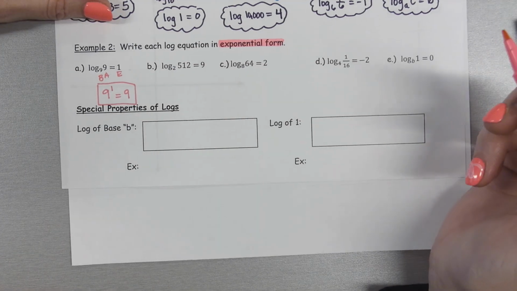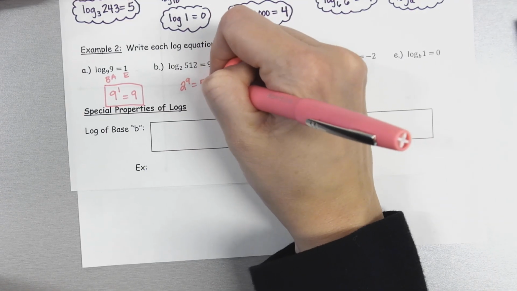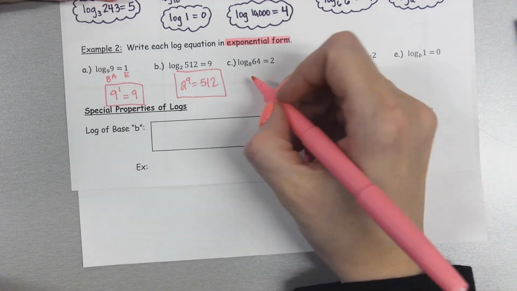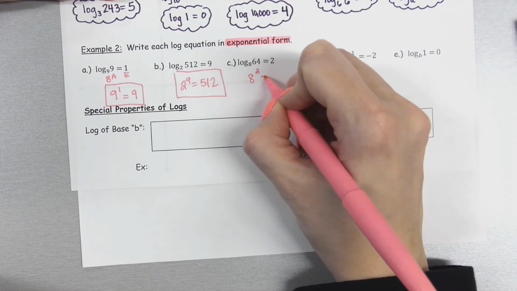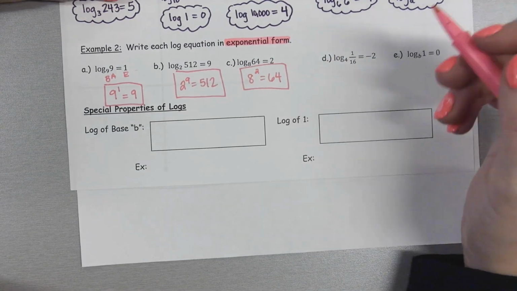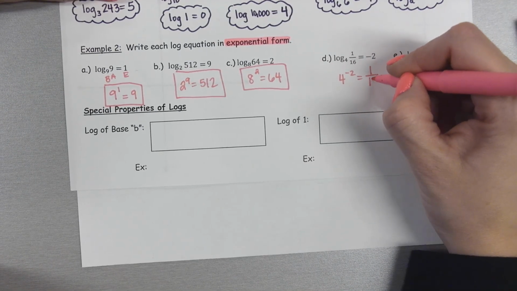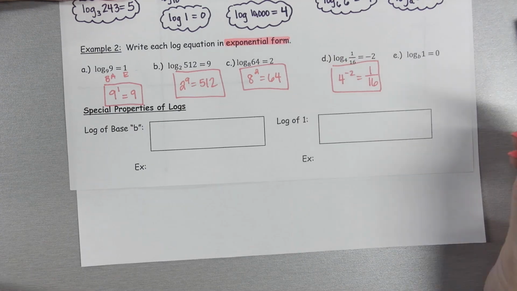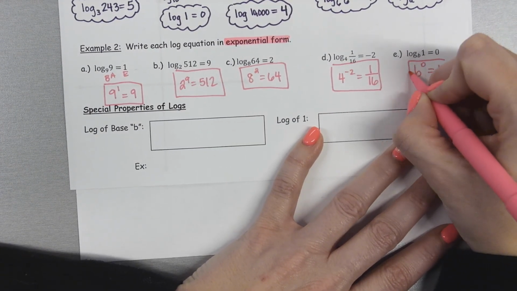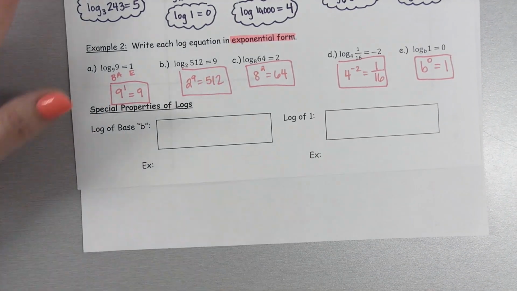All right, and then Jackson, what'd you get for B? And then Royal, what'd you get for C? Great. Alex, what'd you get for D? Great. Okay. And then Elena, what'd you get for B? Good. All right. Any questions for me on example 2? Just writing those in exponential form.